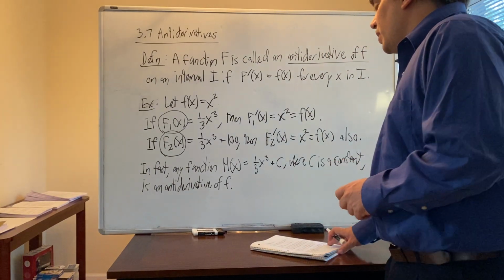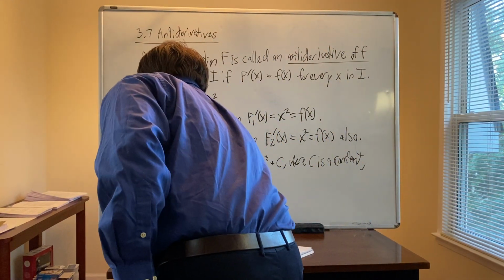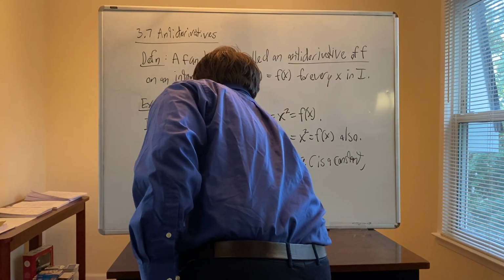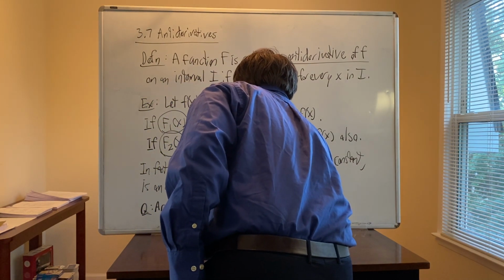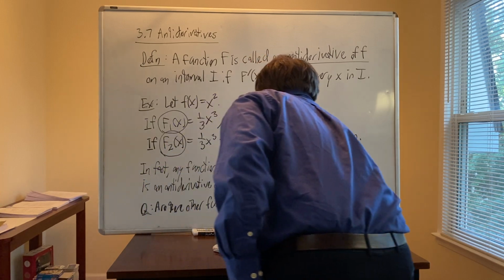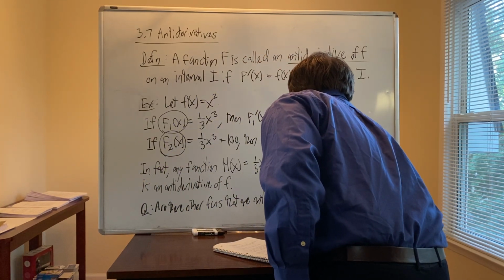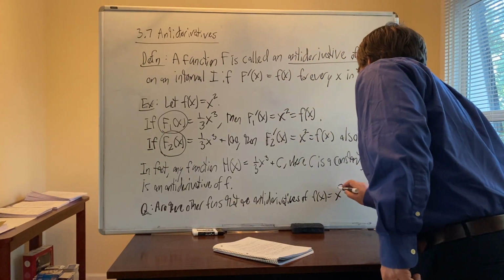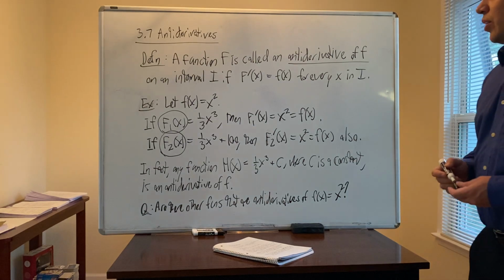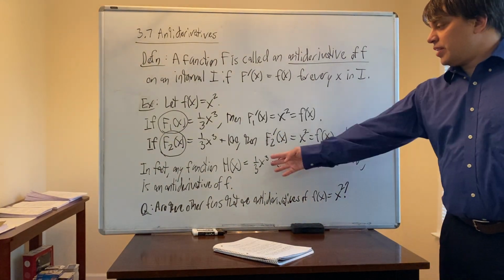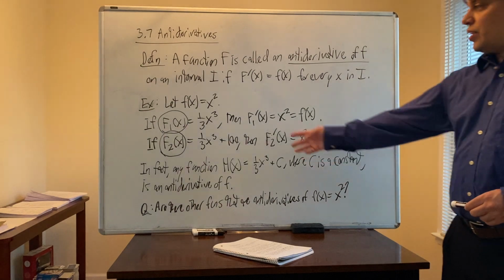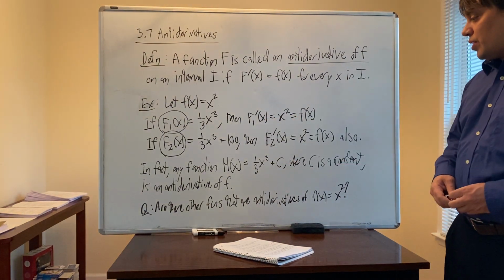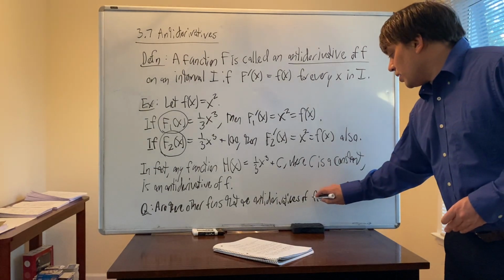And so here's a question: are there others? Are there other functions that are antiderivatives of little f of x equals x squared? Okay, so there's two specific ones here, and then there's a family of infinitely many ones here, where these two are both in that family. And so the question, are there other functions that are antiderivatives of little f of x equals x squared?